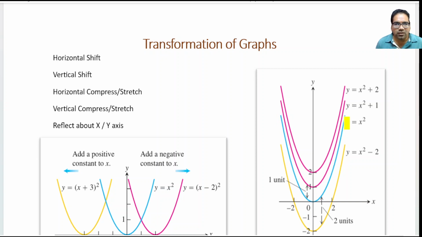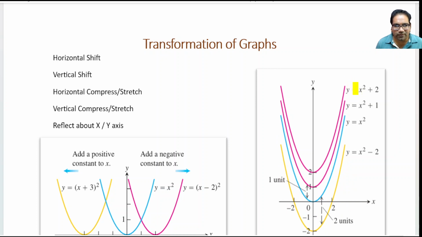Now, we want to shift this up or down. y equal to x square plus 1 is shifting this graph 1 unit up. y equal to x square plus 2 is shifting this graph 2 units up. Similarly, if it is x square minus 2, then that means shifting the same graph down by 2 units. This is shifting of graphs.